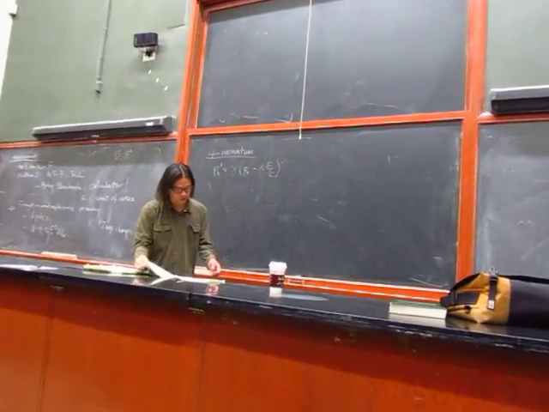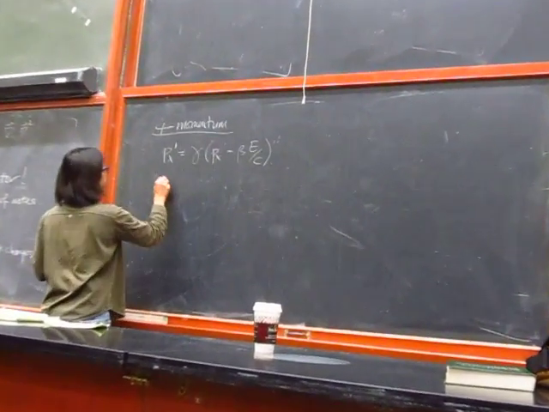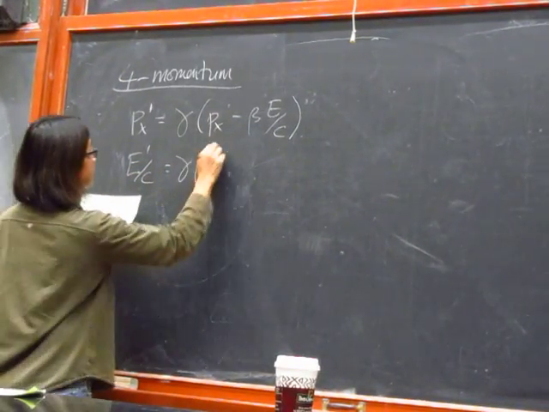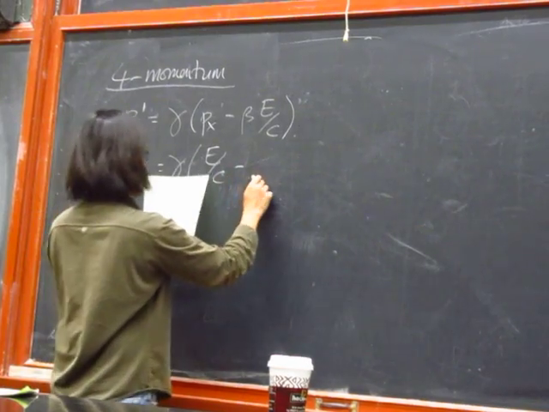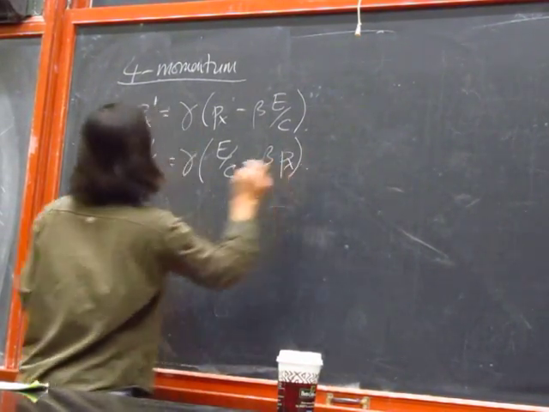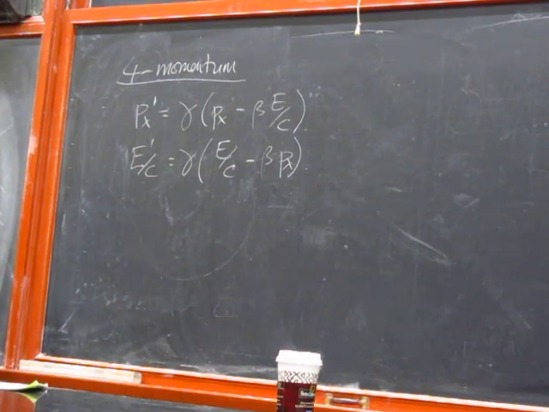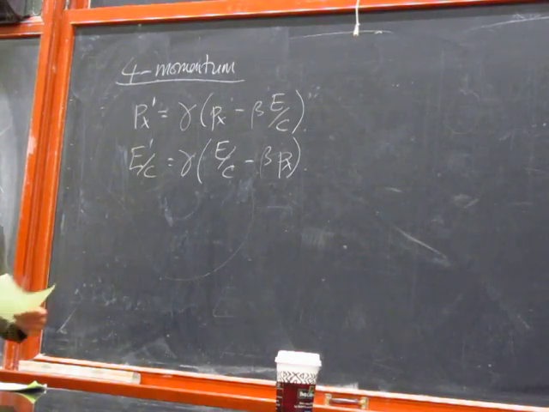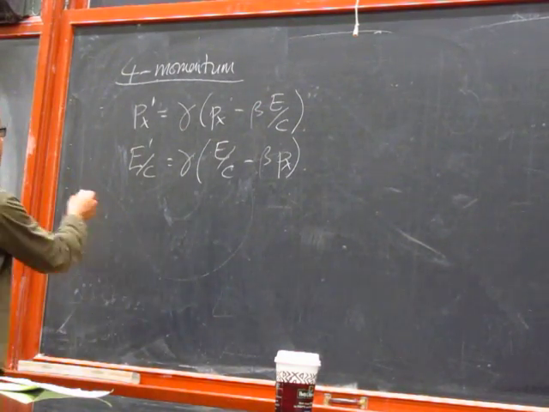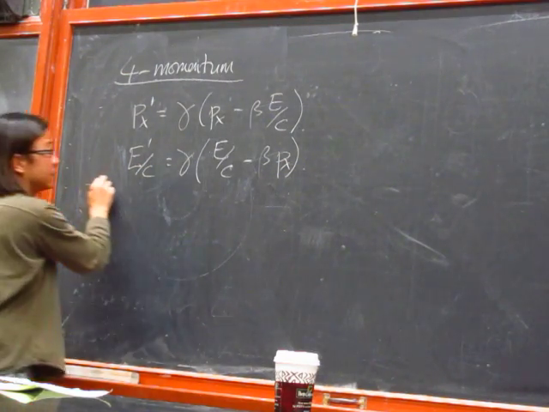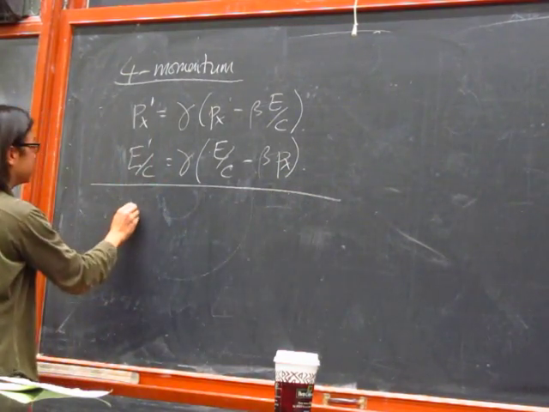y and z direction. The p prime over c is gamma (E over c minus beta p x). This is a transformation for energy and momentum in relativity. So from here, we actually want to derive what's actually important for us in this class, which is force transformation.